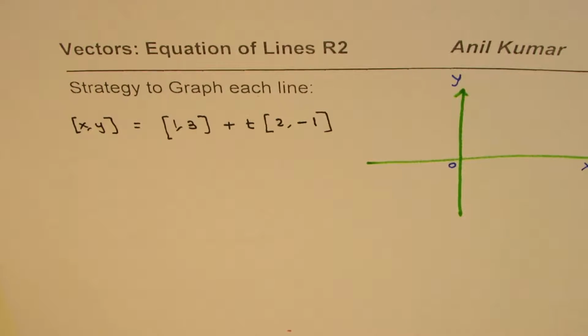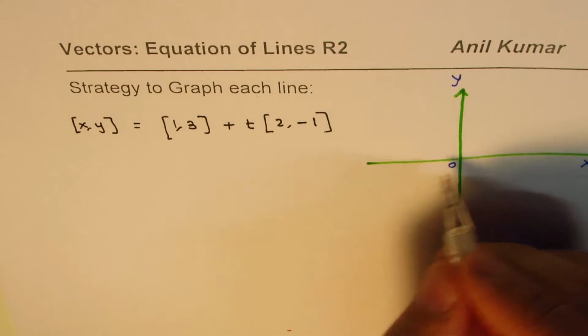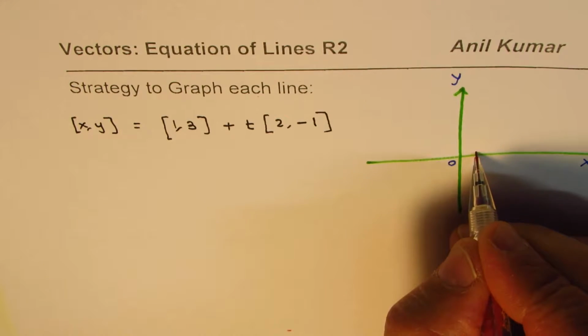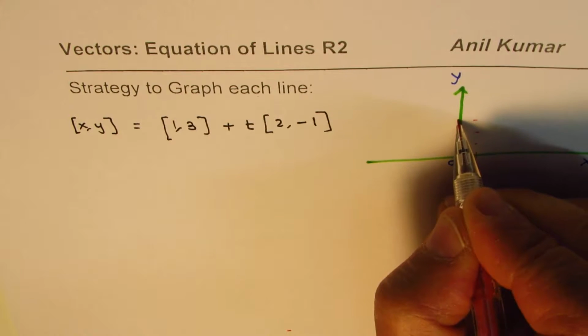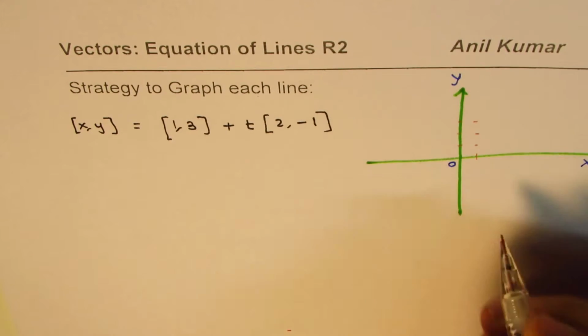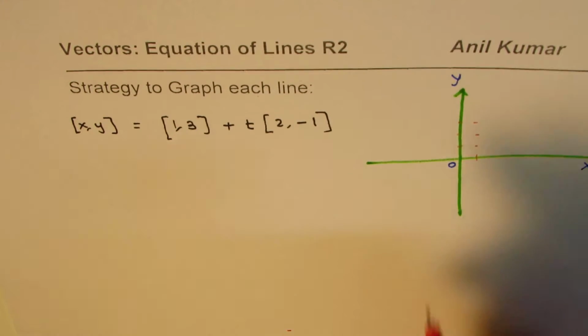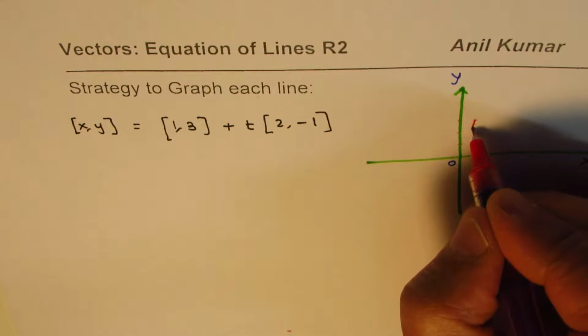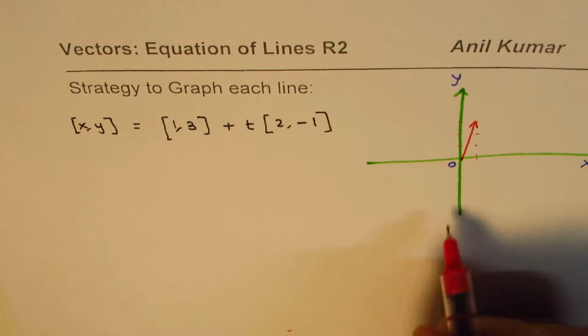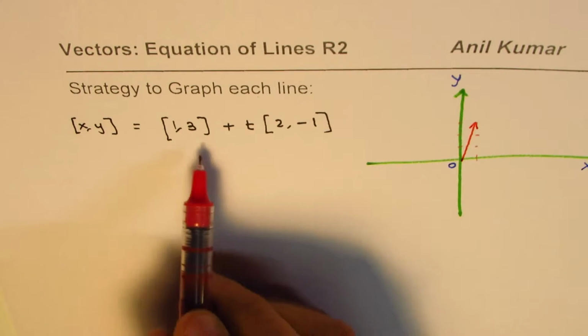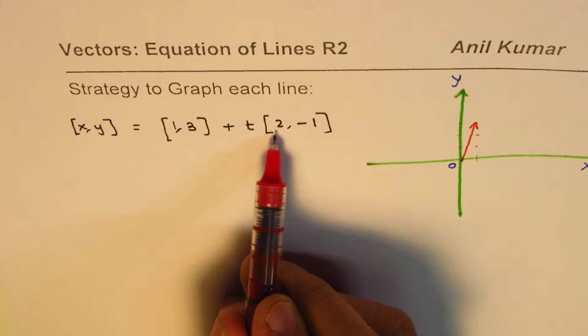1, 3 really means move 1 unit to the right and 3 up. So 1, 2, 3, right? That is the scale. So we get a position vector which is here. This is your position vector, 1, 3. Now from here you have to move in this direction.